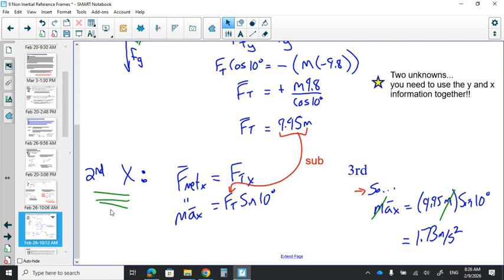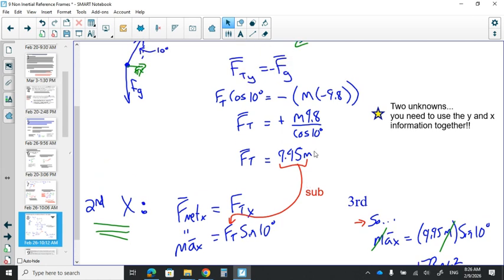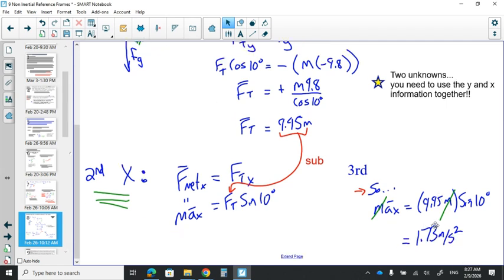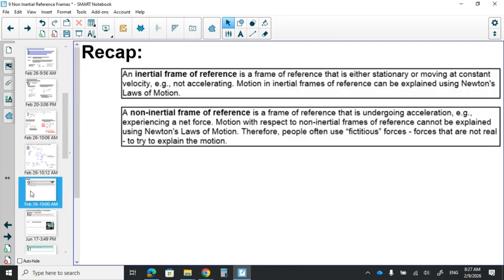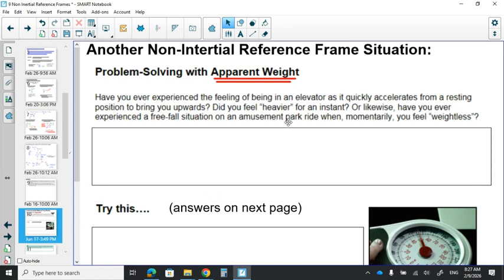You don't even actually need the mass. If we had the mass, we would have felt good about things. We would have calculated a force, and then here we would have just had the component of that force, and we would use the mass here, and it would have seemed like everything's fine. We can use a mass, but you don't need the mass. So it's good to recognize when you don't need a mass. So there's just a recap of our inertial, non-inertial reference frames.